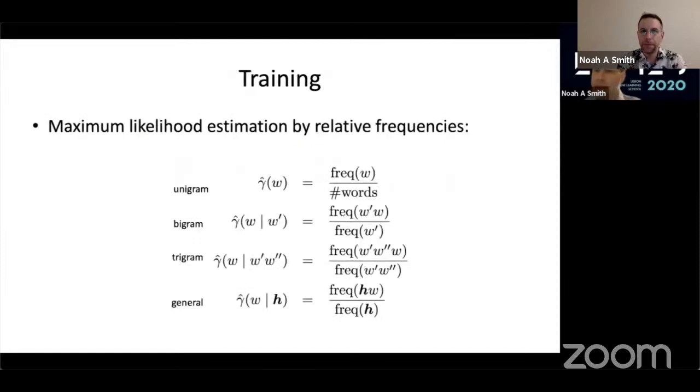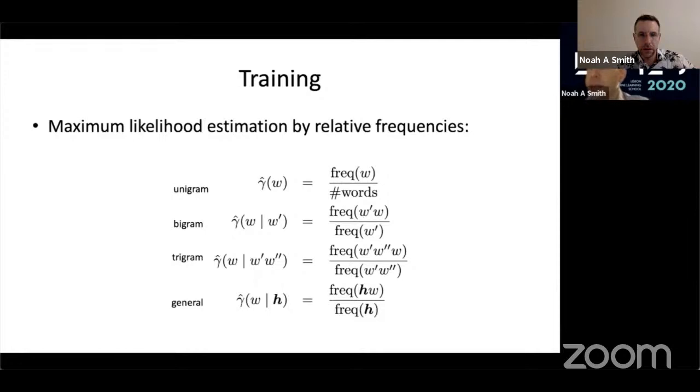Finally, the thing we need to be able to do to use these models is train the model, or estimate the model in statistics language. I've written here the formulas for each of the kinds of m+1 gram probabilities that you might have in your model: unigram, bigram, and trigram. That's 0, 1, and 2 word histories, and then a more general one. Basically, the general pattern is that you take the frequency of the n-gram that you observe in the data, and you divide it by the frequency of the history.